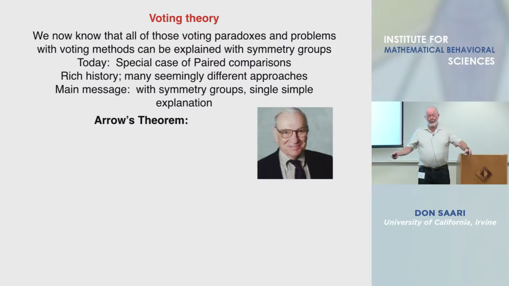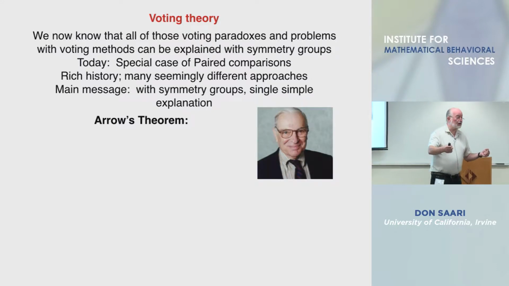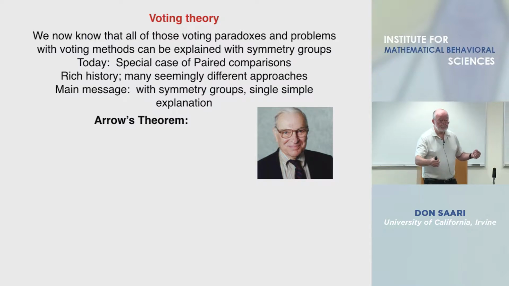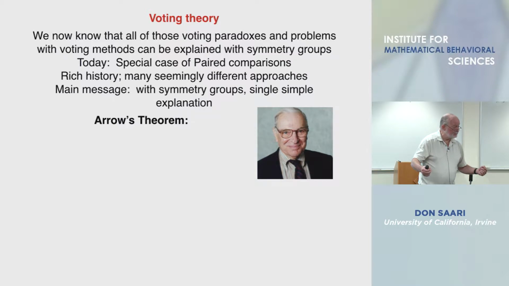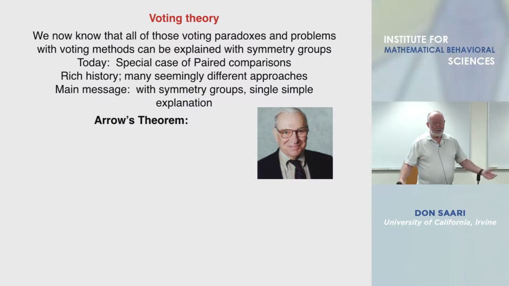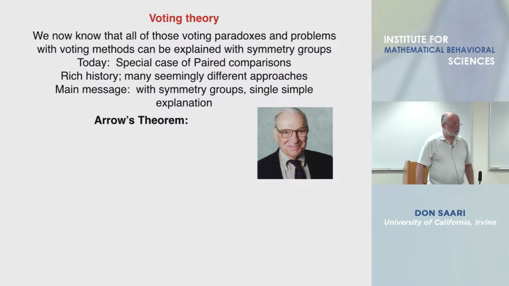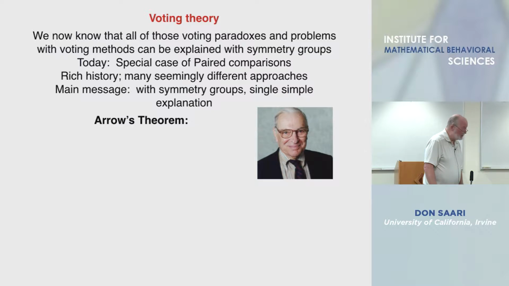Arrow wrote down 5 conditions. First, the inputs have to be transitive, well-behaved. Secondly, the outputs have to be transitive and well-behaved. We want good stuff. Then he throws down a couple of other conditions, and he says that once there are 3 or more alternatives, they can't all be satisfied. You're always going to have trouble.